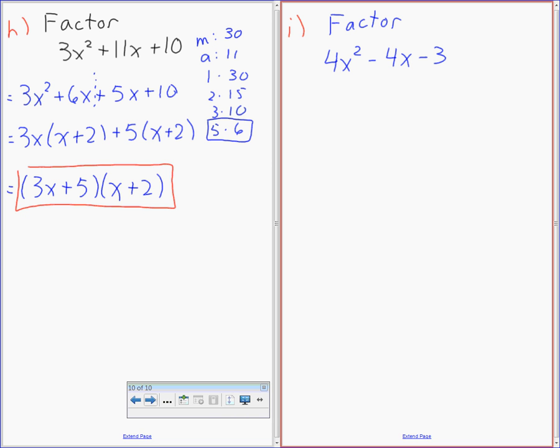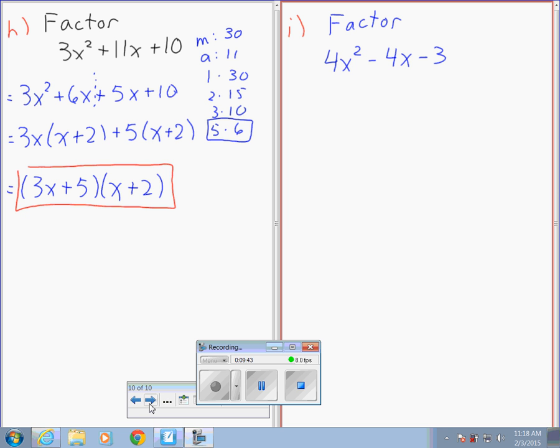All right, do your worst, or your best. 4x squared minus 4x minus 3.